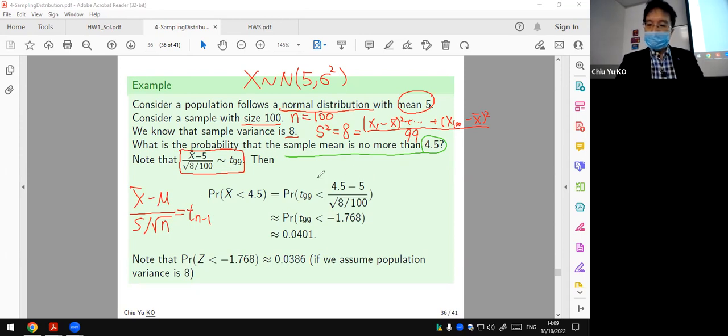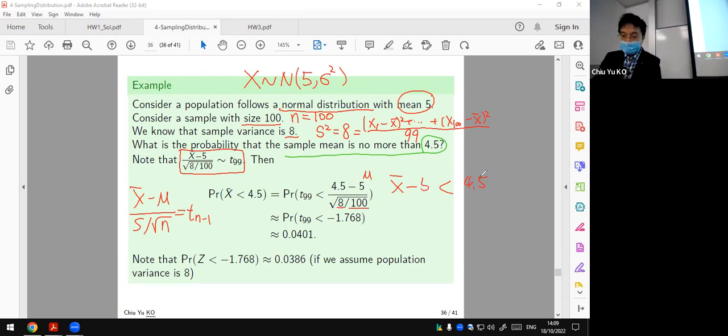So that's why you subtract 5 on both sides. 5 is the mu, and this is S square over root N. So this guy is less than 4.5. The first thing is to subtract 5 on both sides. Maybe I'll do it step by step, because I think it's good to know what we're doing. Minus 5.